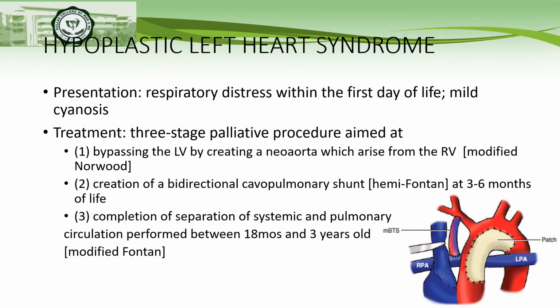Treatment involves a three-stage palliative procedure aimed at, number one, bypassing the left ventricle by creating a neo-aorta which arises from the right ventricle, which is called the modified Norwood technique. Number two, creation of a bidirectional cavopulmonary shunt or the hemifontan repair at 3 to 6 months of life. And lastly, the completion of separation of systemic and pulmonary circulation performed between 18 months and 3 years of age, which we term the modified Fontan procedure. So the details, we will not be discussing this.